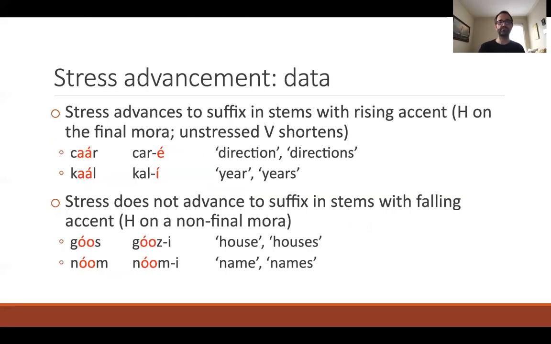Okay, so these are the data. You have the word for direction, and here's the plural, right? A marks the plural, and here E marks the plural. As you can see, in the singular the accent is on the second part of the long vowel, and then it shifts to the suffix upon suffixation. But if you have here the word for house versus the word for houses, or the word for name and the word for names, stress is on the first mora and it stays on that mora. It does not advance to the suffix, and that's something that's in need of explanation.